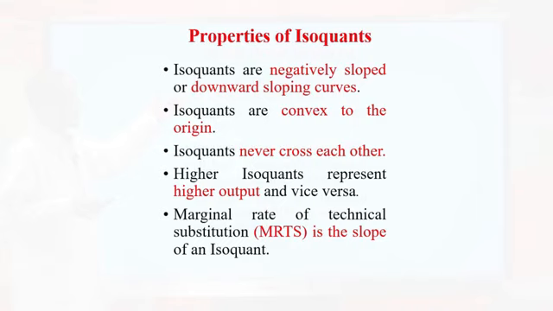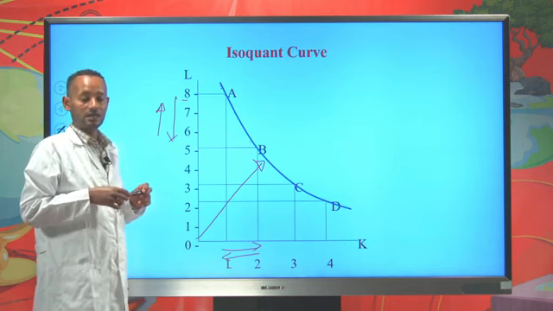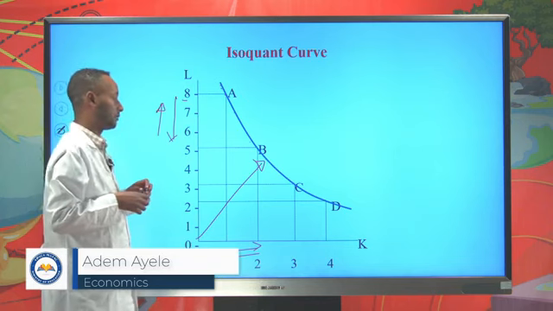Another property is that isoquants never cross each other. Intersecting isoquants indicate that there is inconsistent employment of the variable inputs, labor and capital.